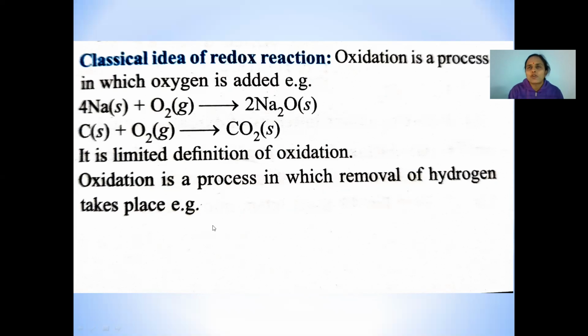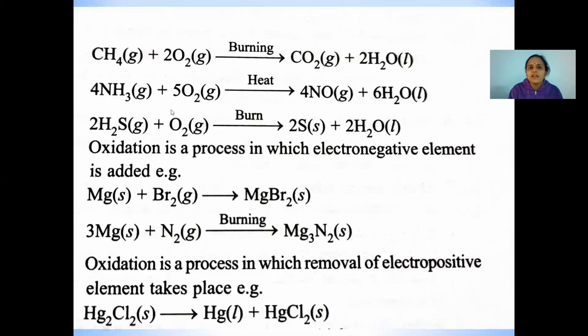Similarly, oxidation is a process in which removal of hydrogen takes place. Look at the example. Methane combines with 2 moles of oxygen and results in the formation of the byproducts carbon dioxide and water. CH4 plus 2O2 gives CO2 plus 2H2O. 4NH3 plus 5O2 gives 4NO plus 6H2O. 2H2S plus O2 gives 2S plus 2H2O. Here removal of hydrogen is taking place, and it comes under the process of oxidation.